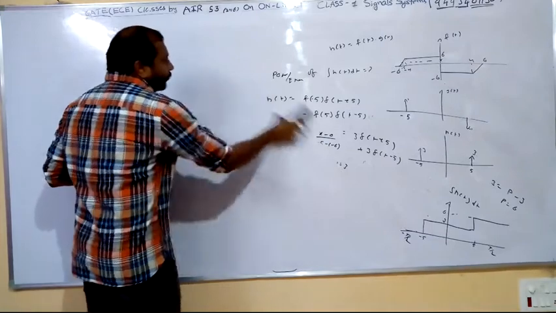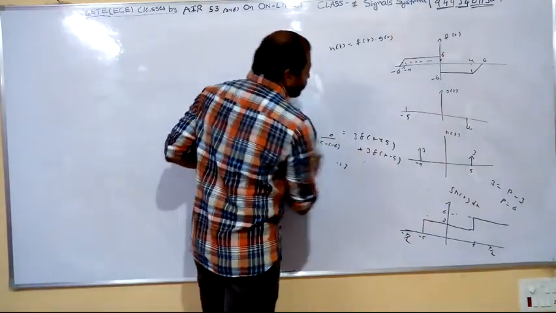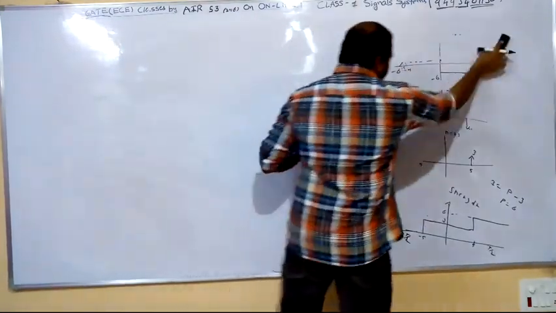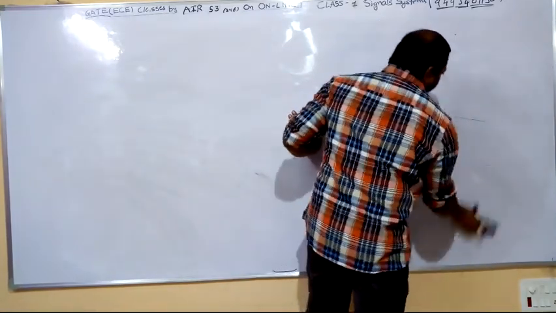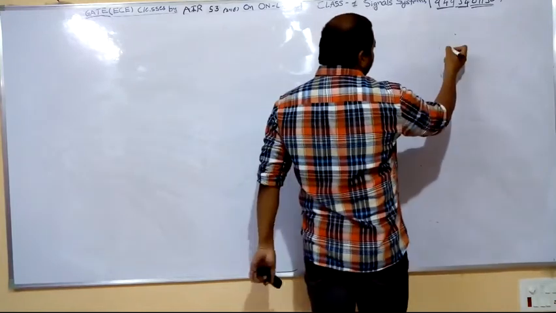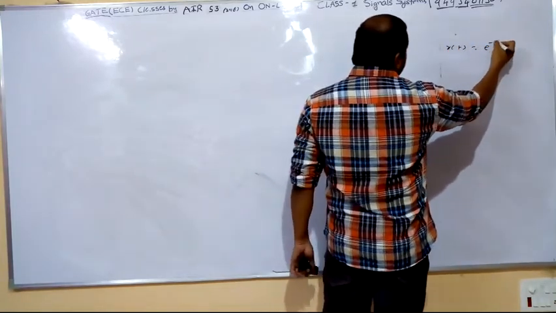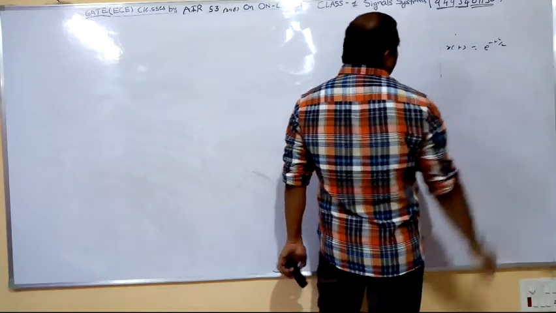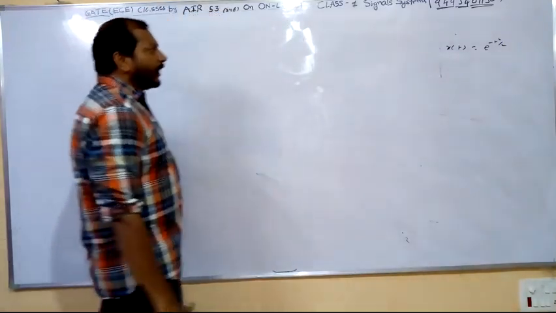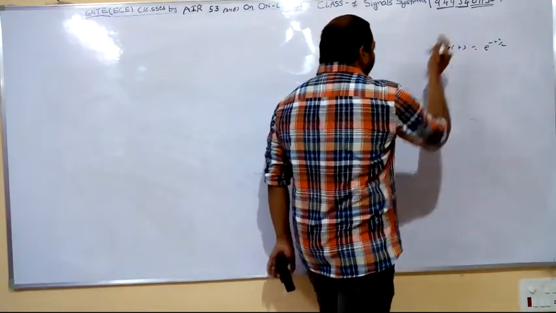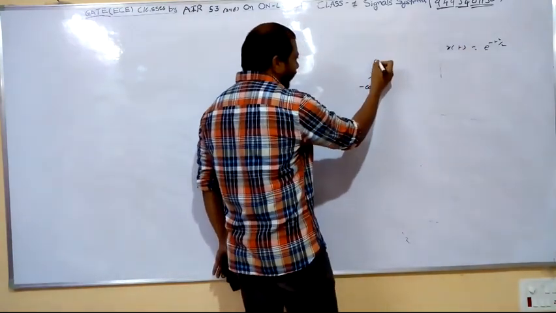Next one. What is the energy of the signal e to the power minus t square by 2? Given x of t equal to e to the power minus t square by 2. What is the energy of the signal? They are asking, okay. How can you calculate the energy of the signal?